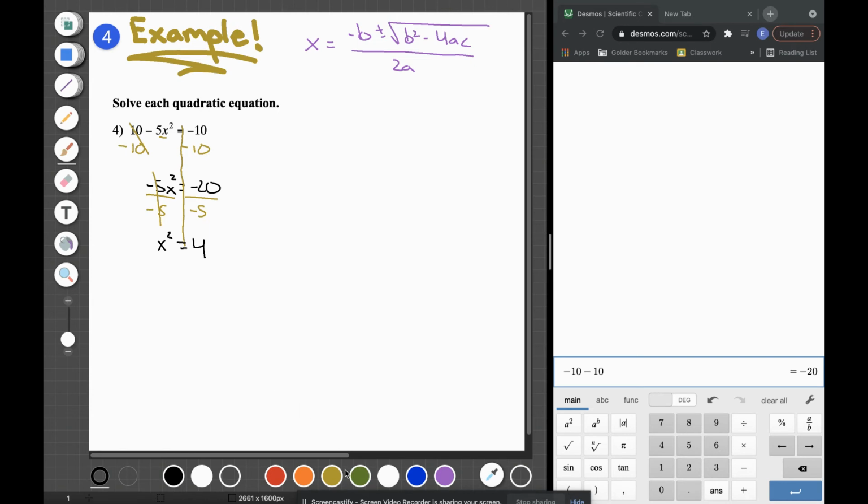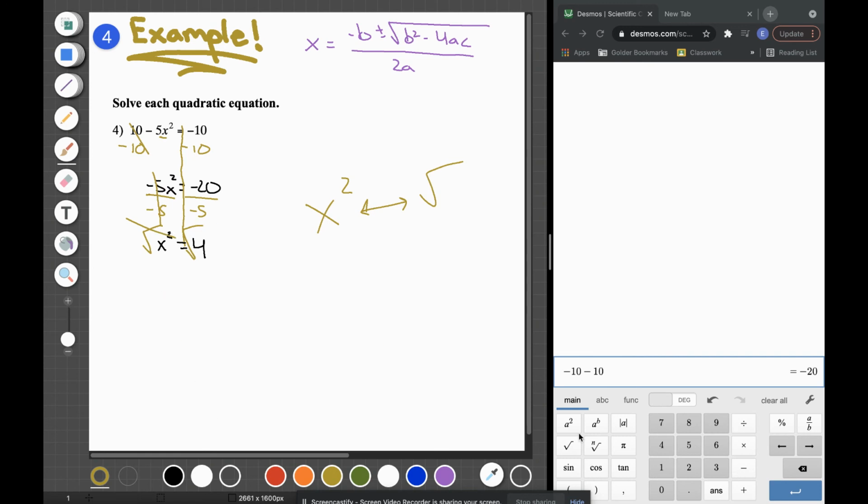Finally, the only weird thing here is you have to know that the opposite of a squared is a square root. Sorry, I said that backwards. The opposite of a squared is a square root, and it does go both ways. But we have a squared, so we need to get rid of it by using a square root. So we're going to square root both sides. That's going to cancel out the squared.